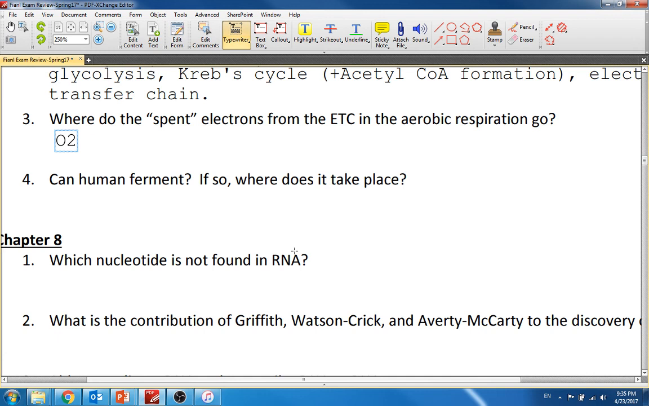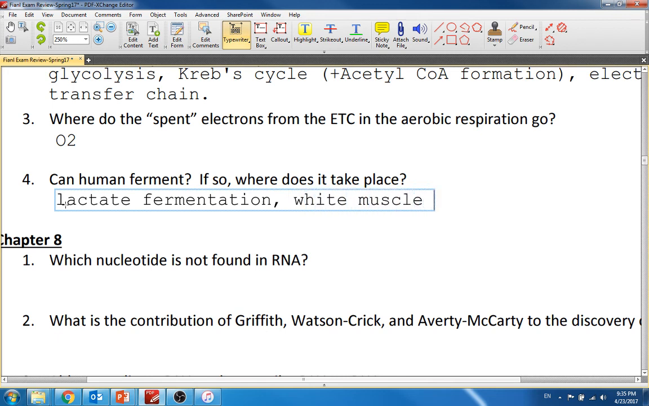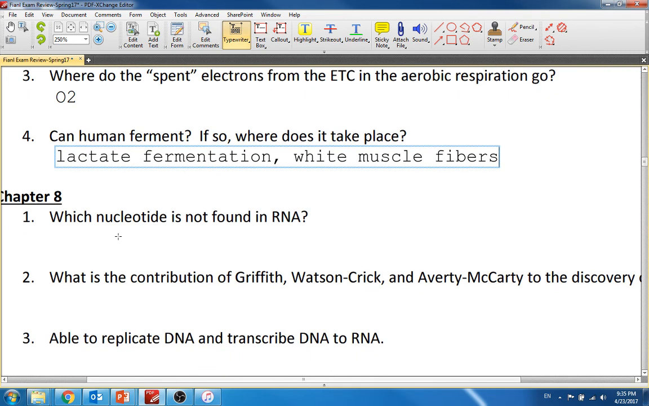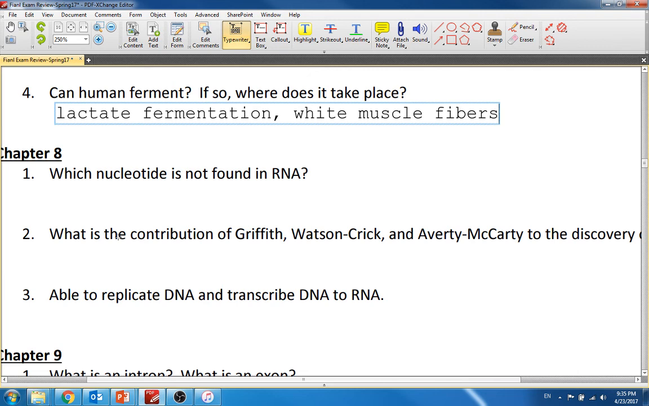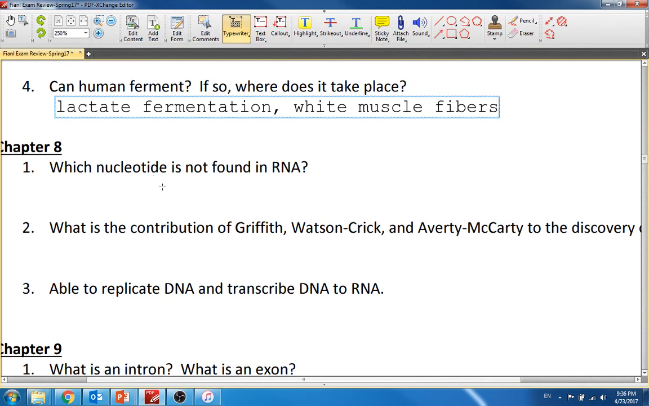Number 4, can humans ferment? Yes, we can. We can go through lactate fermentation. And if so, where does it take place? It normally happens in the white muscle fibers. These fibers do not have a lot of mitochondria. Therefore, they cannot produce energy using aerobic respiration efficiently. At times when we need a quick spurt of energy, those cells will go through lactate fermentation and produce some quick energy.